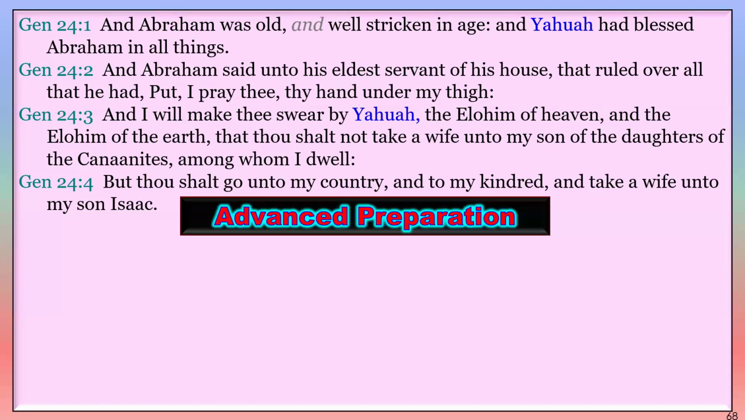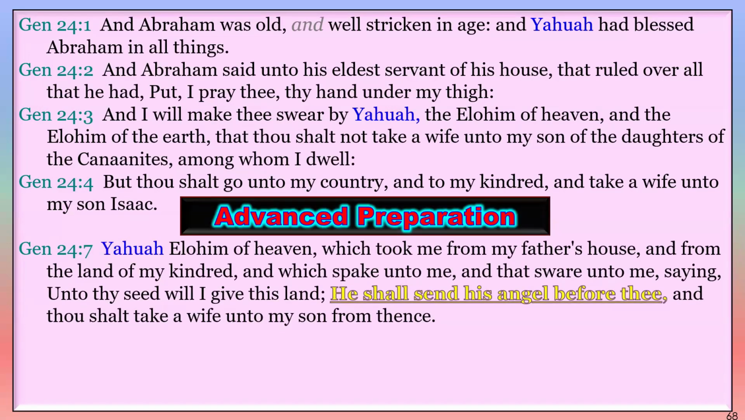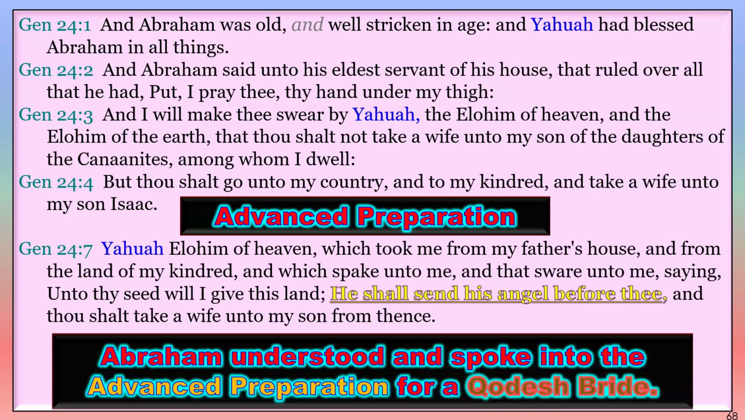Here you see advanced preparation, a very important situation that Yahuwah was preparing for. This is his pattern. Verse 7. Yahuwah Elohim of heaven, which took me from my father's house and from the land of my kindred, and which spake unto me, and that sware unto me, saying, Unto thy seed will I give this land. He shall send his angel before thee, and thou shalt take a wife unto my son from thence. Preparations. Abraham understood and spoke into the advanced preparation for a Kodesh bride.